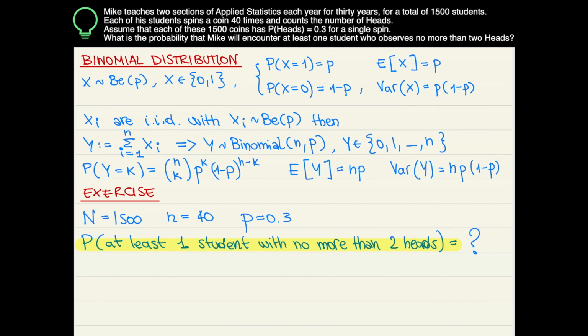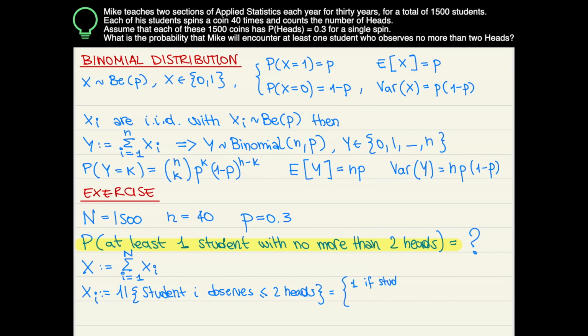Let's define the random variable x as the sum of capital N equal 1,500 random variables xi. Xi is a random variable that assumes the value 1 if student i observes no more than 2 heads, and 0 otherwise. Xi assumes the values 0 and 1, therefore it is necessarily a Bernoulli random variable with parameter q. The parameter q is still unknown. However, we define x as the sum of the capital N random variables xi, which are IID and share the common Bernoulli distribution with parameter q.